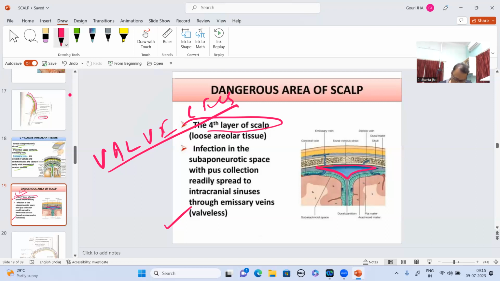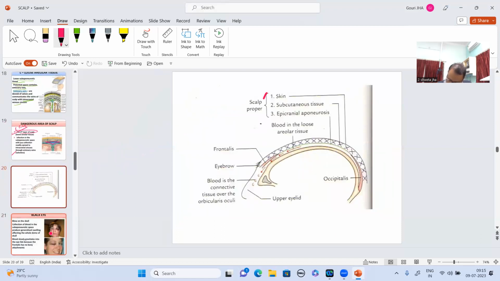So we come to know that the three layers are joined together. Of the three layers, what do we have? The skin, the subcutaneous tissue, and the aponeurosis. It is very difficult to differentiate between these three layers, and they are known as the scalp proper layer. But in the fourth layer, we have got the blood vessels, that is the emissary veins, which can carry infection, and that's why the fourth layer is known as the dangerous area. Now, the first three layers are known as the scalp proper layer. In the third layer, we have got the two muscles.